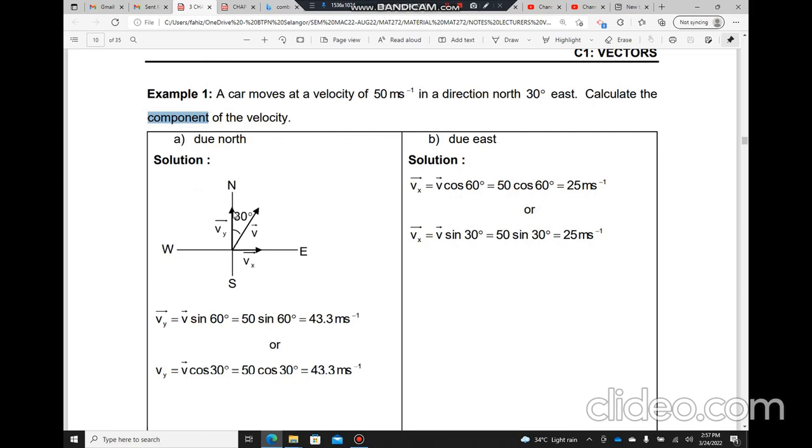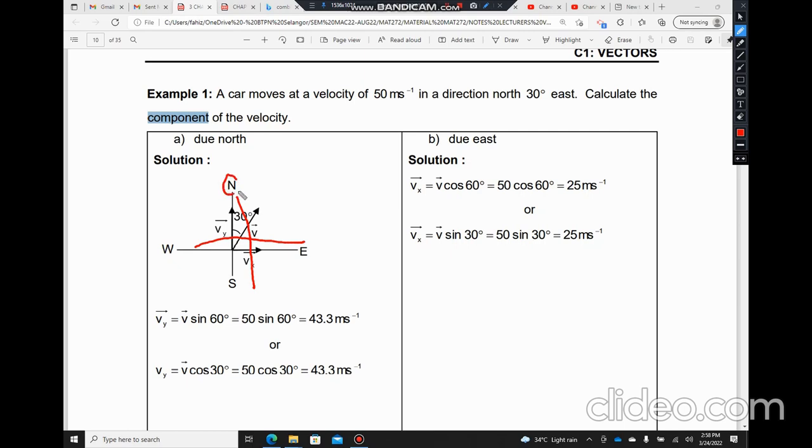Okay, so maksudnya dia ke utara. Okay, so kita buat dalam bentuk kita panggil koordinat. Okay, vektor koordinat supaya senang kita nak letakkan ni vektor. Okay, so first kita buat dulu koordinat kan, dia ada 4 ni.